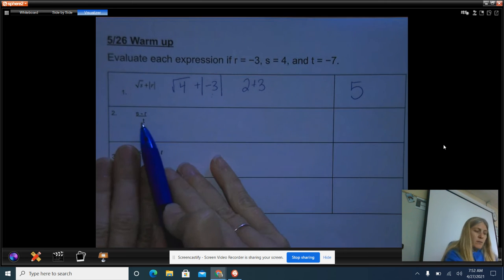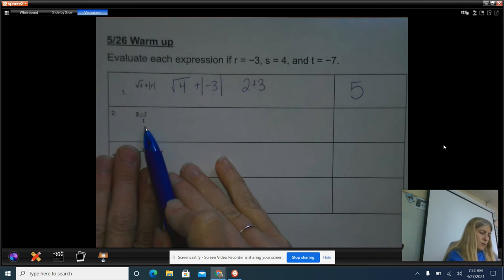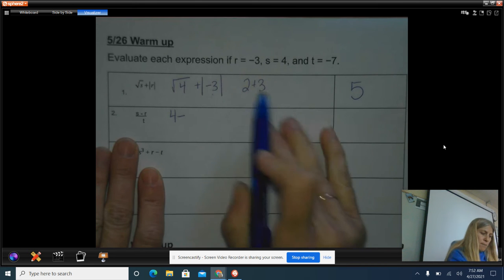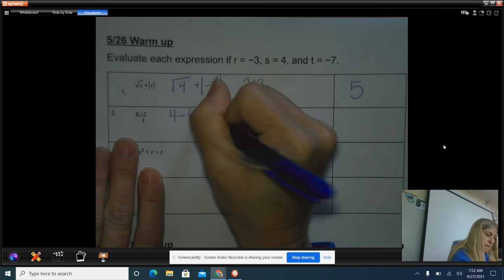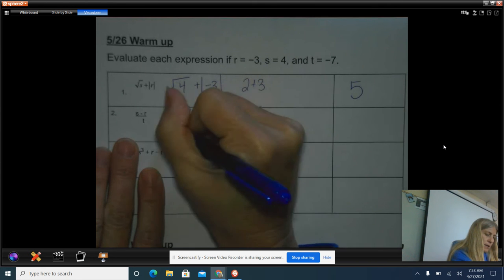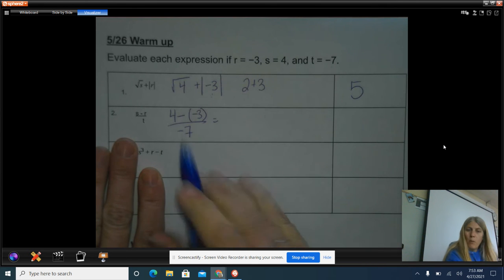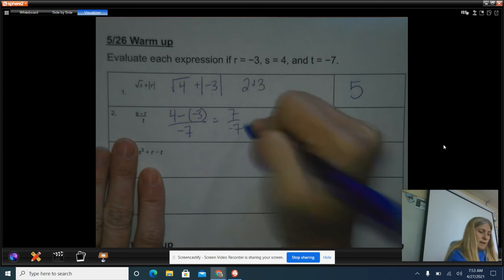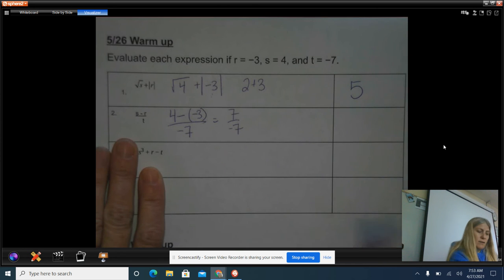Our next one here, we have S minus R divided by T. So we have 4 minus, my R is -3, all divided by T, which is -7. 4 minus -3 is +7, and 7 divided by -7 is -1.